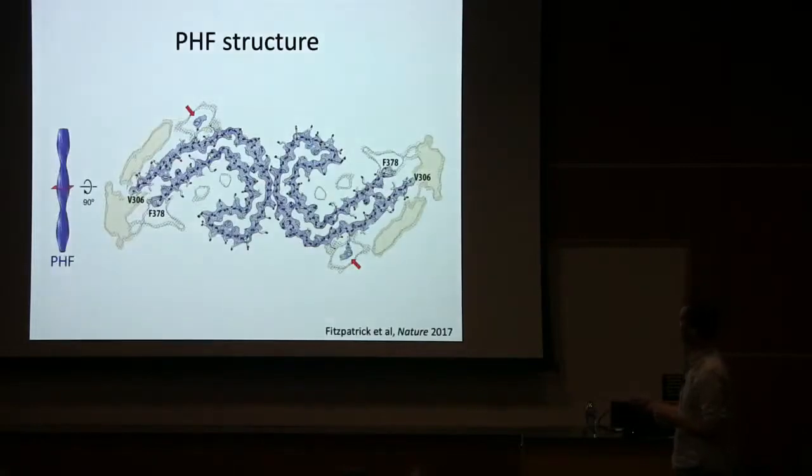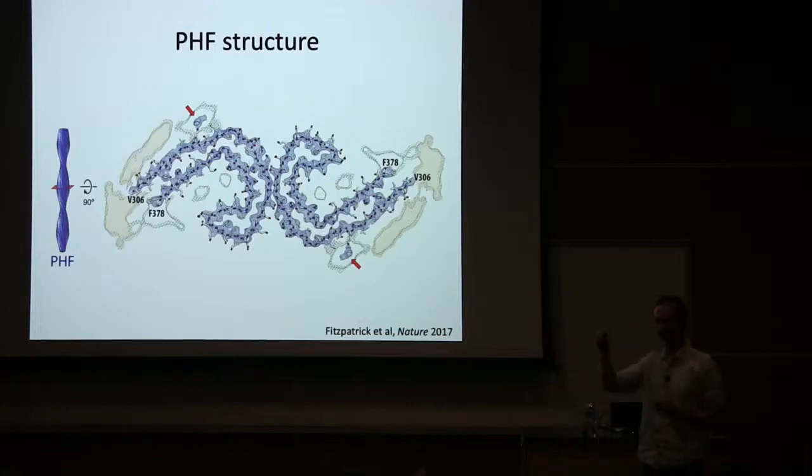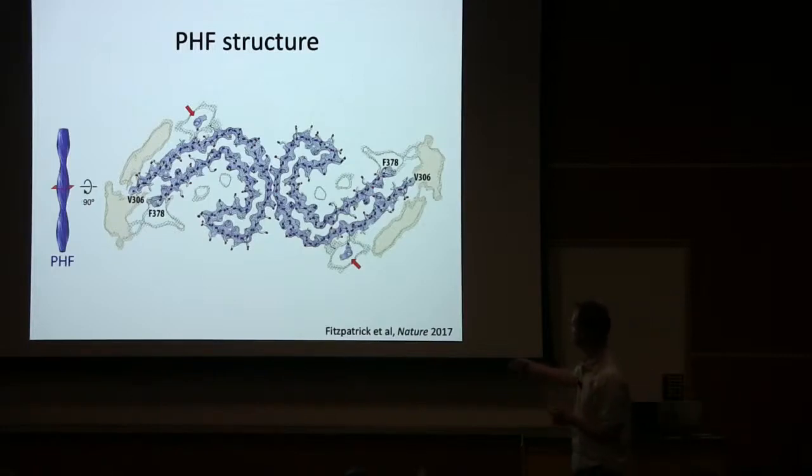So you can zoom in a bit, and this is the reconstructed density in blue, at 3.5 angstrom. That's of enough detail to be able to recognize the protein sequence and build a unique model. So there's only one model that could explain these structures. It starts at valine 306 and ends at phenylalanine 378, and then the residues 300 up to 305 on the N-terminal part are all floppy, and the 70 odd at the C-terminal part are also all floppy in the disordered core.